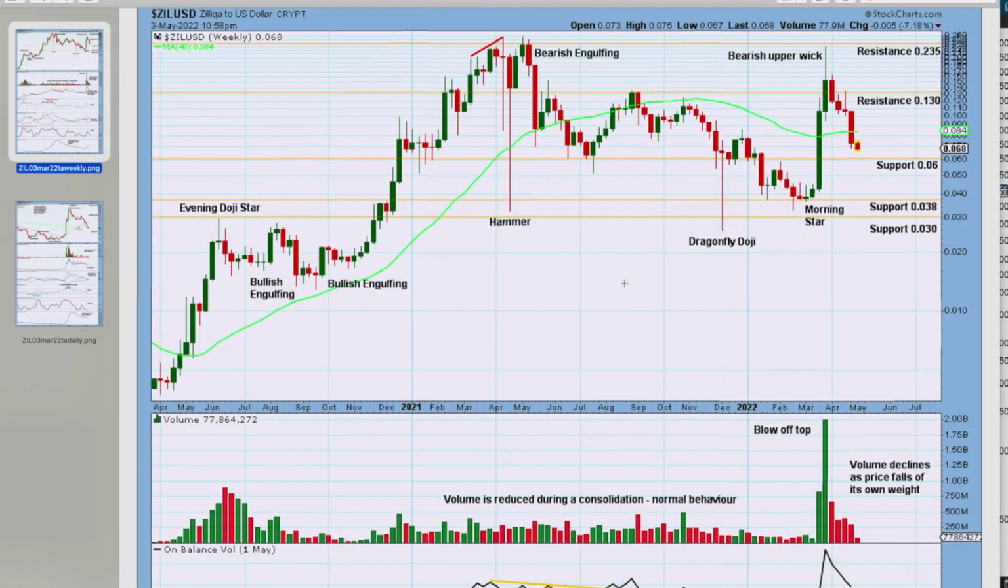Okay, weekly chart first, then daily chart. Some good resistance about 0.235 and 0.13. Next support below as price falls is 6 cents. Below that, just under 4 cents and 3 cents.